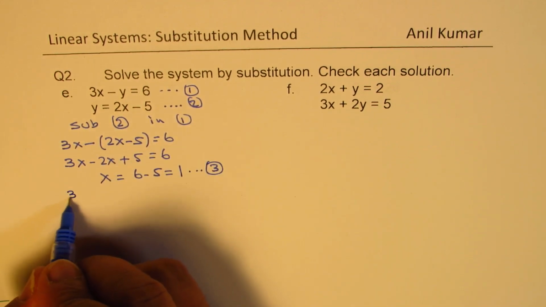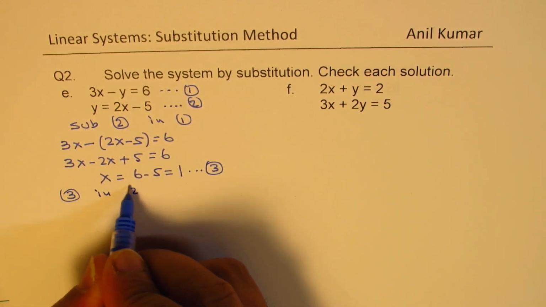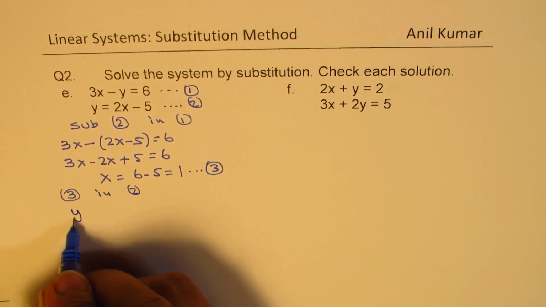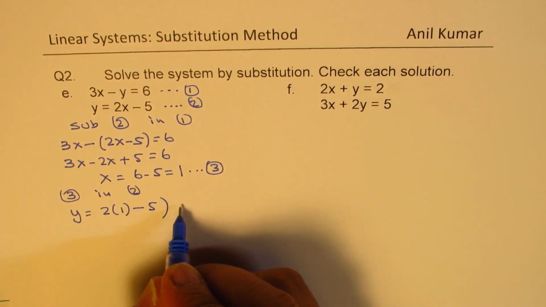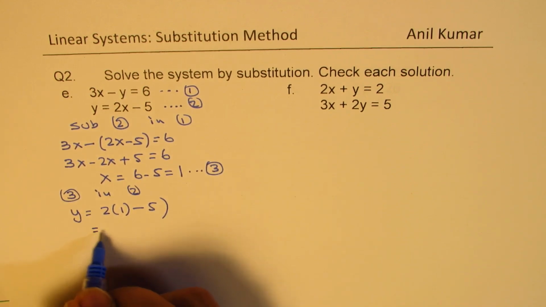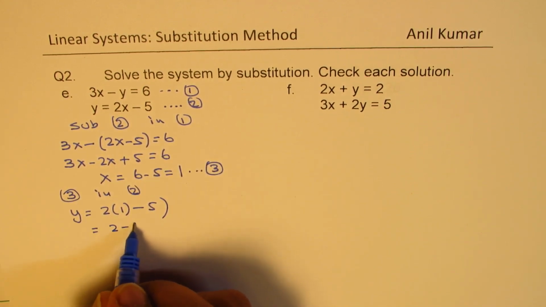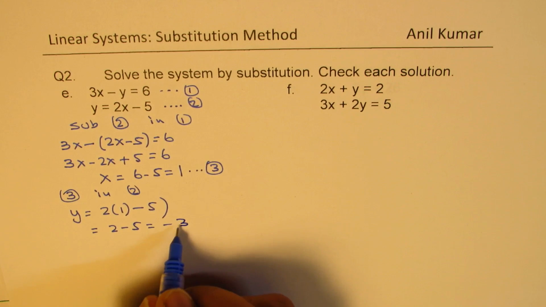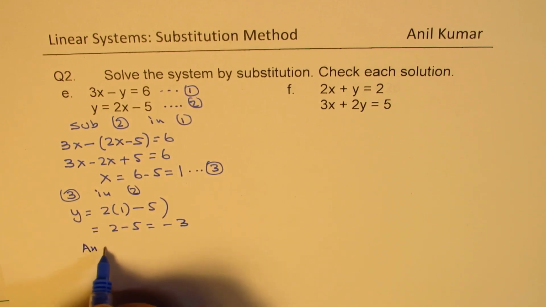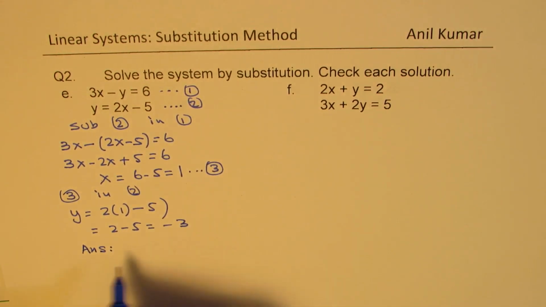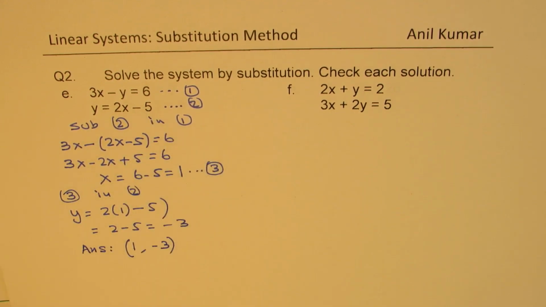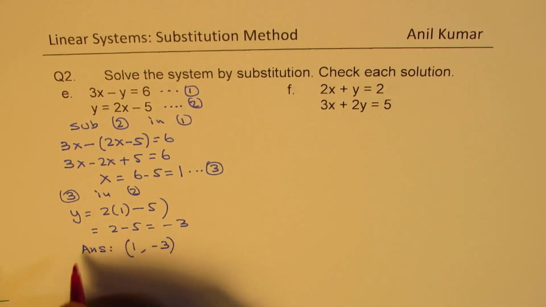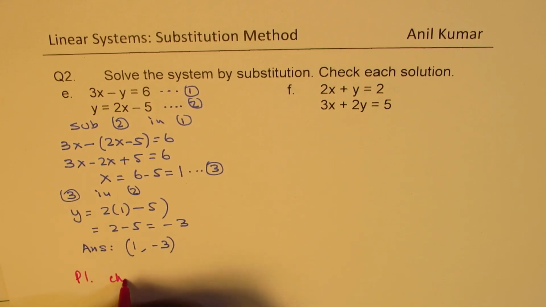We'll substitute 3 in 2 to get the value of y. So we get y equals 2 times 1 minus 5, which is equal to 2 minus 5, which is minus 3. So the answer here is, solution or answer is one and the same thing, 1, minus 3. You could substitute and check, so please check. Clear?